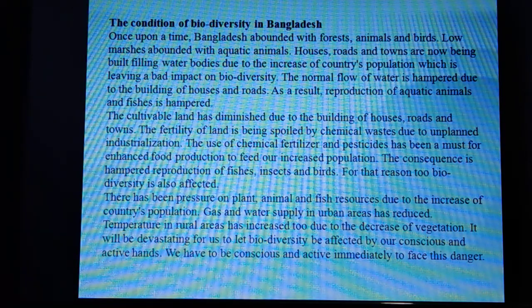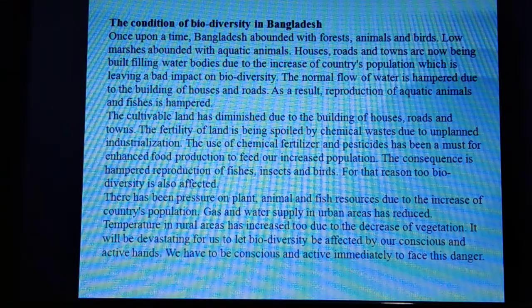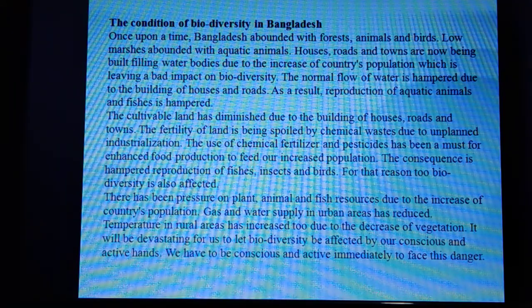The use of chemical fertilizer and pesticides has been a must for enhanced food production to feed our increased population. That is, population increased geometrically while food production increased arithmetically. And to fill up the imbalance in agricultural food production, we use chemical fertilizer and pesticides to get bumper crops.